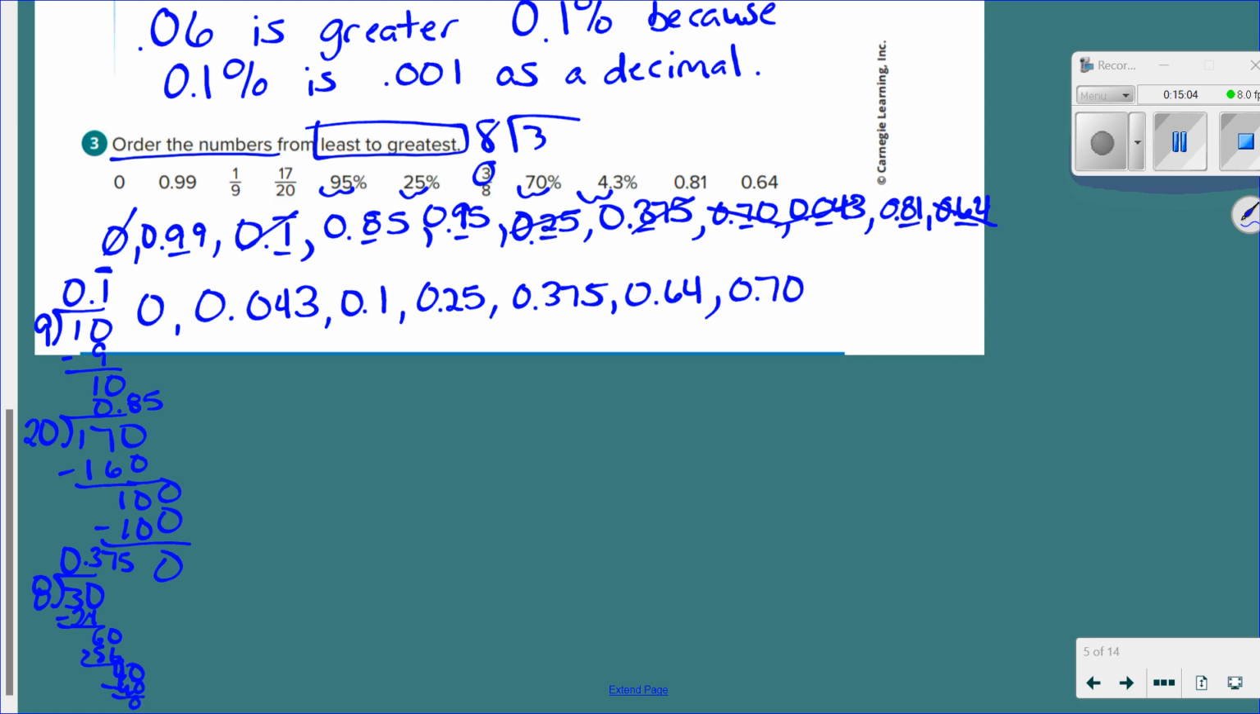0.70, cross it out. 0.81. Then 0 and 85 hundredths. Then 0 and 95 hundredths. And 0 and 99 hundredths.